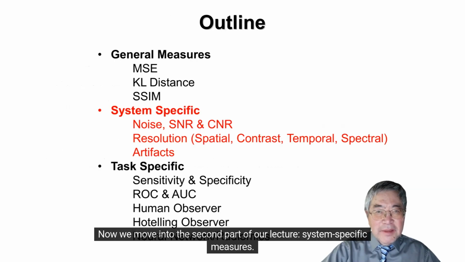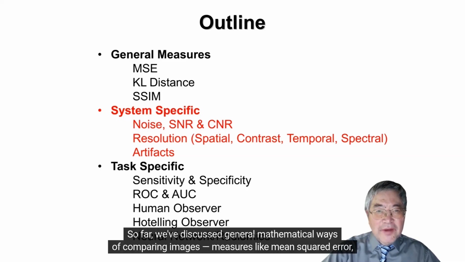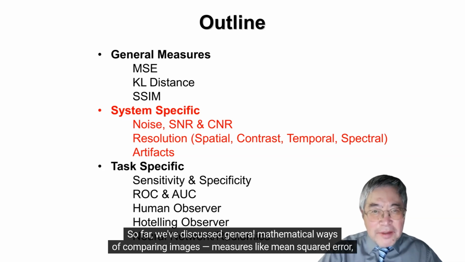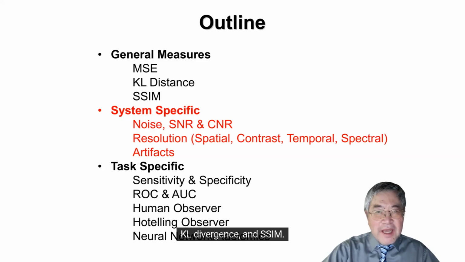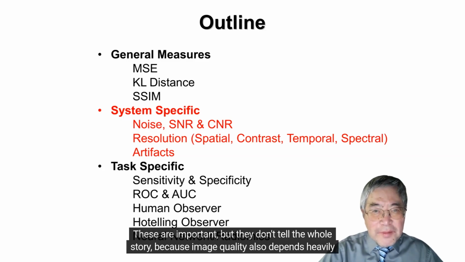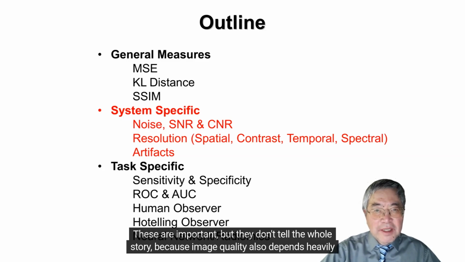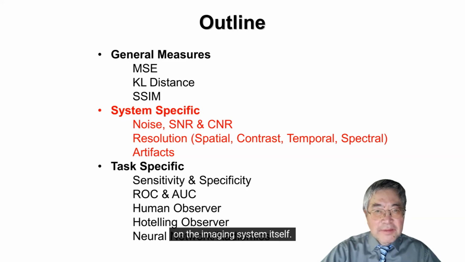Now we move into the second part of our lecture, system-specific measures. So far, we've discussed general mathematical ways of comparing images, measures like mean squared error, KL divergence, and SSIM. These are important, but they don't tell the whole story because image quality also depends heavily on the imaging system itself.